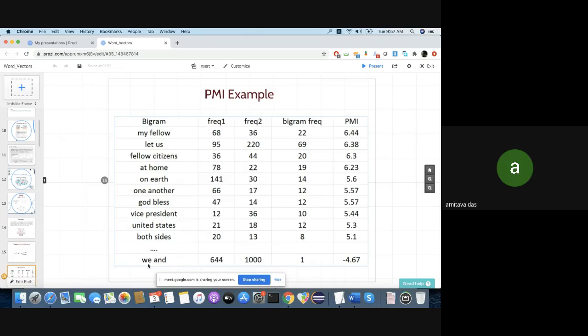So for example, you can see some negative numbers here. PMI actually helped in a lot of applications in information retrieval in the late 80s and early 90s. PMI even helped a lot in the first days of Google search and all those things.